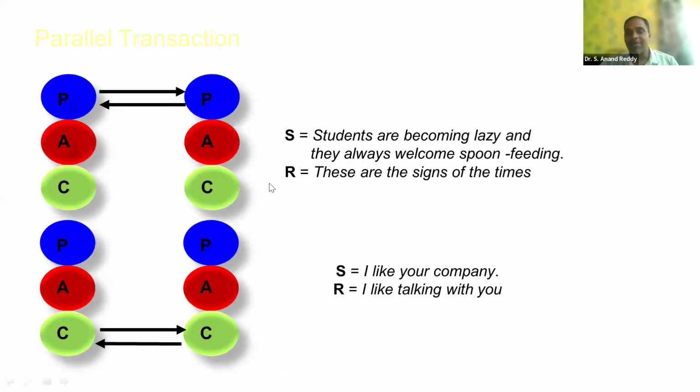Now, if you look at the other two parallel transactions, parent to parent: students are becoming lazy and they are always welcome and spoon feeding. These are the signs of the times. So that is exactly what parent to parent speaks about. Now, child to child: I like your company. I like talking with you. Look at the transactions happening between these segments. Absolutely, there is no issue because they are parallel transactions. They operate from the same mentality, with the same thought process.